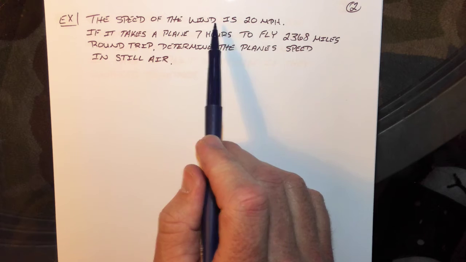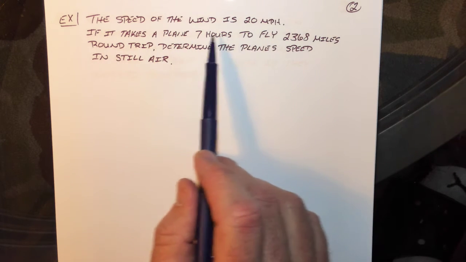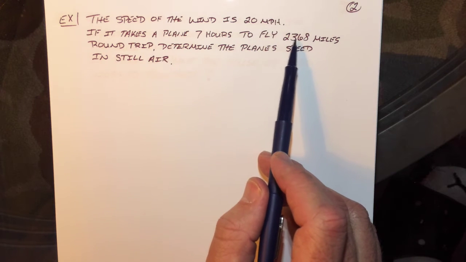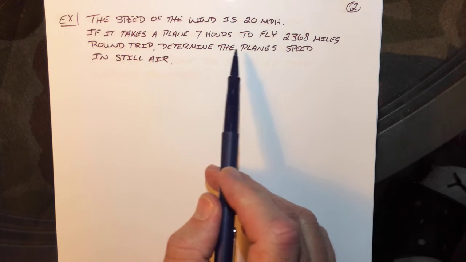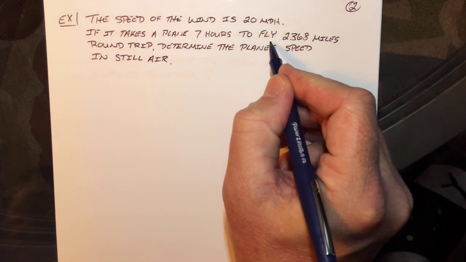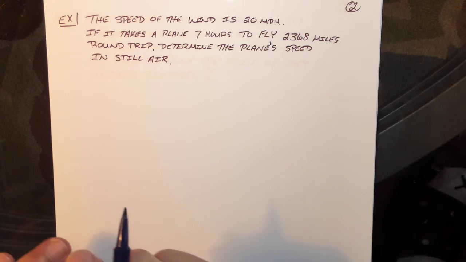Okay, so now let's look at a distance problem. And remember, we can manipulate distance, different ways of whatever variable we're trying to solve for, d, r, or t. So you got the speed of wind is 20 miles an hour. So you got a 20 mile an hour wind going on. If it takes a plane 7 hours to fly 2,368 miles round trip, that's there and back, determine the plane's speed in still air. So if there was no wind, how fast would the plane be going?